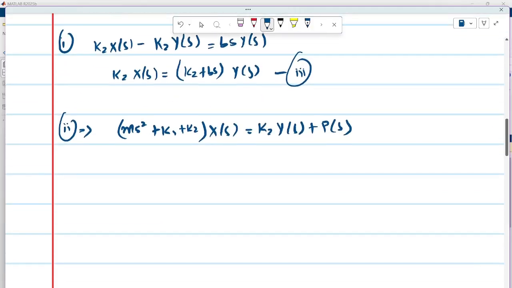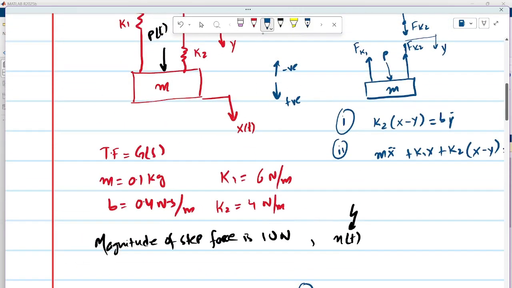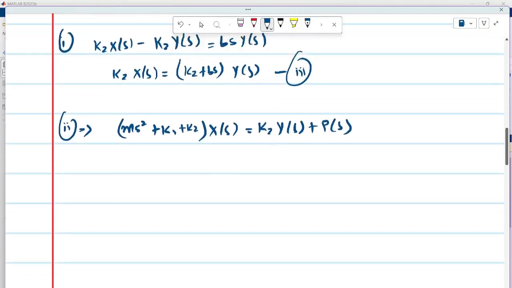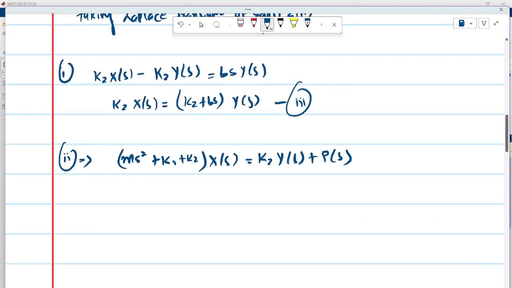Now, our main purpose is that the input is the step force p while the output is x of t, so we are not concerned with the y, we are concerned with this output x. From this equation you can eliminate the y, so that we have only x and p in our equation, so we can find the ratio between them to get the transfer function.